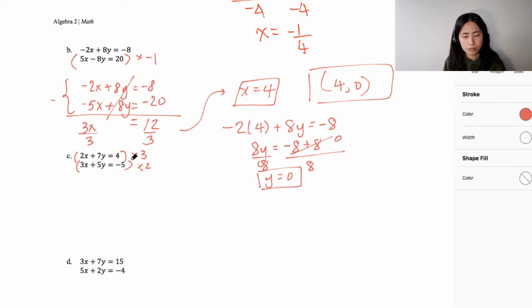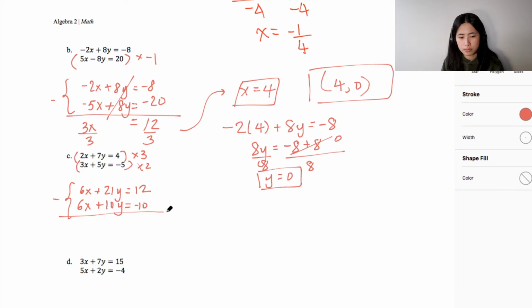So multiplying the first equation, when I say first equation, that's the equation from the top. So that's 2 times 3, so that's 6x, and this is plus, so 7 times 3 is 21y, and that's equal to 12, right? And then for the next equation, when I multiply everything by 2, I'm getting 6x, and this is plus 10y, because positive 5y times 2 is going to be 10y, and that's equal to negative 10, because negative 5 times 2 is negative 10.